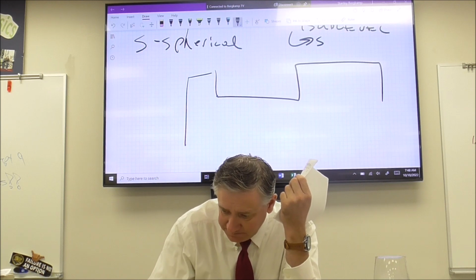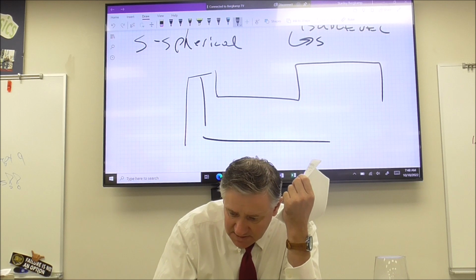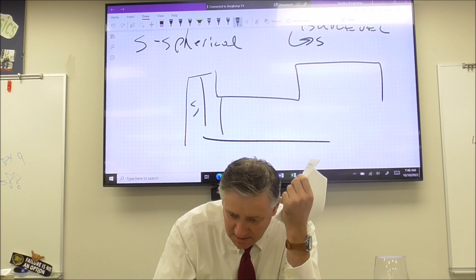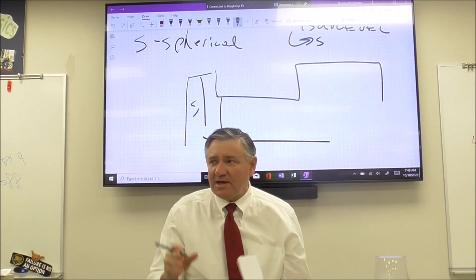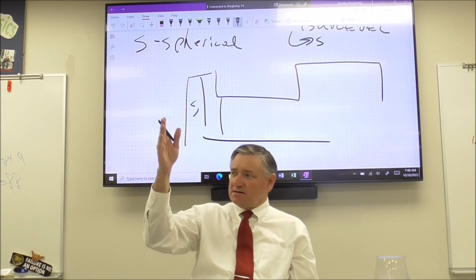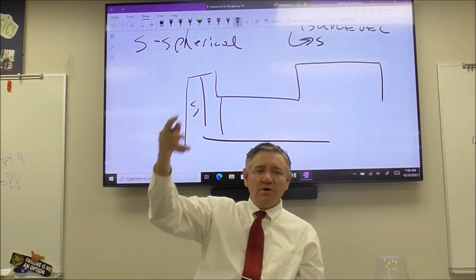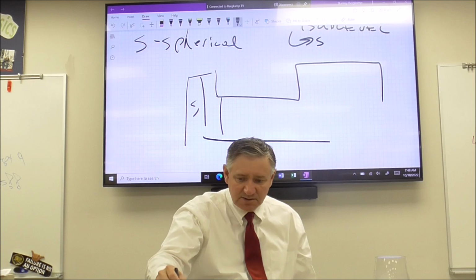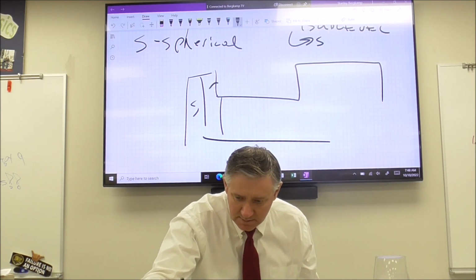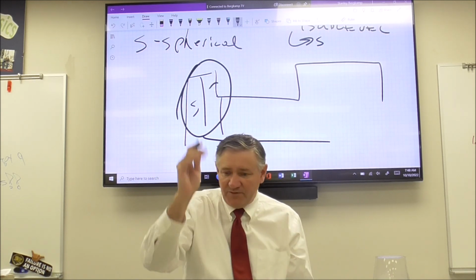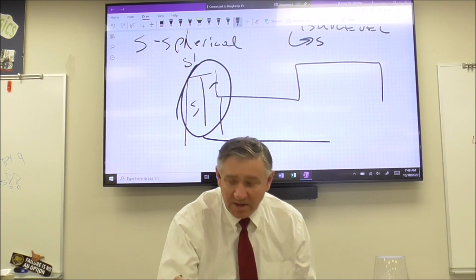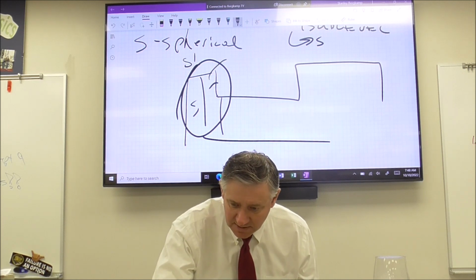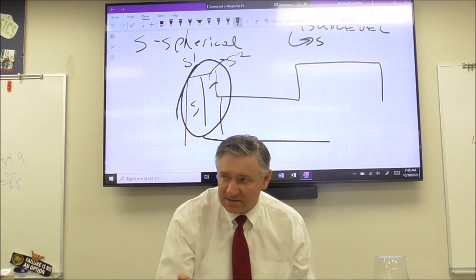If you go to here, this is what we call the S block. And we call it the S block because the S sublevel has one orbital and it holds 2 electrons. So anything here, this first column is going to fill S1. Guess what? The second column is going to fill S2.